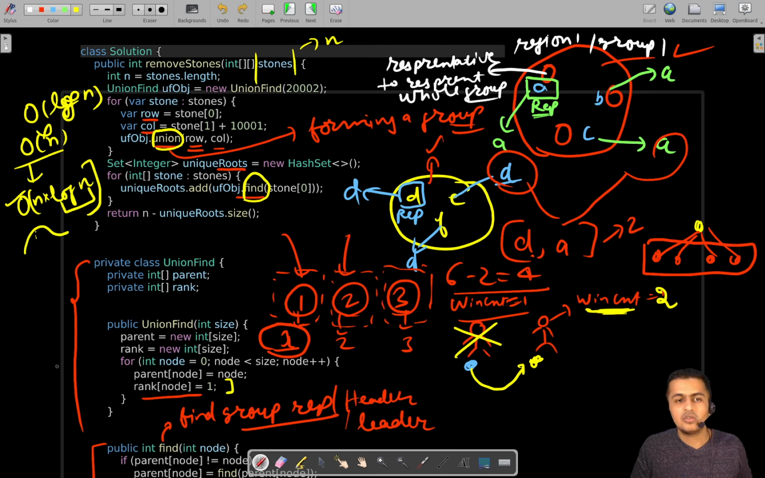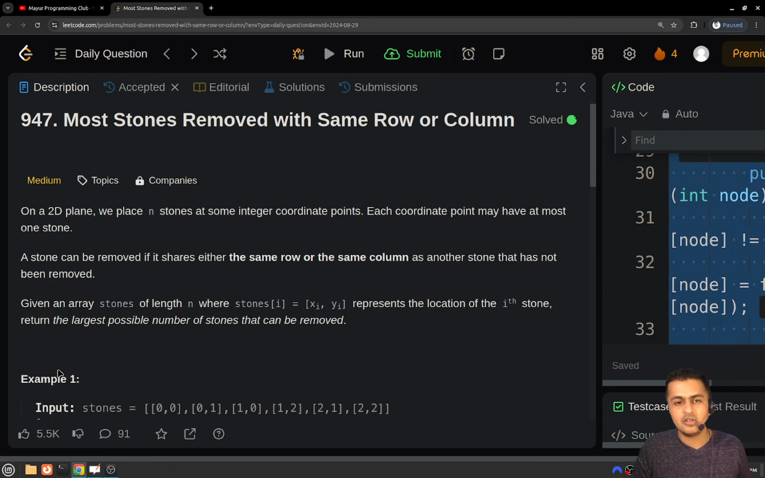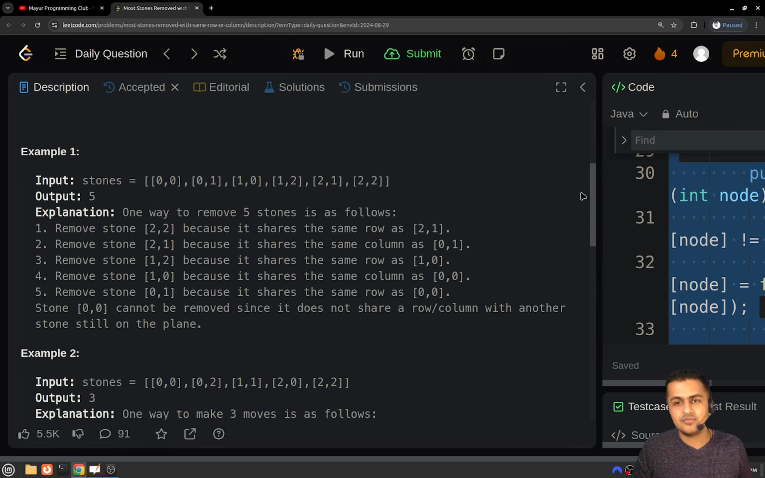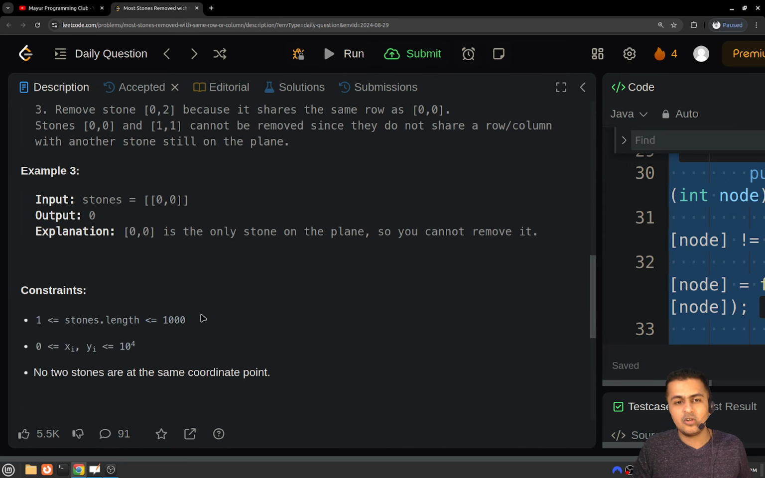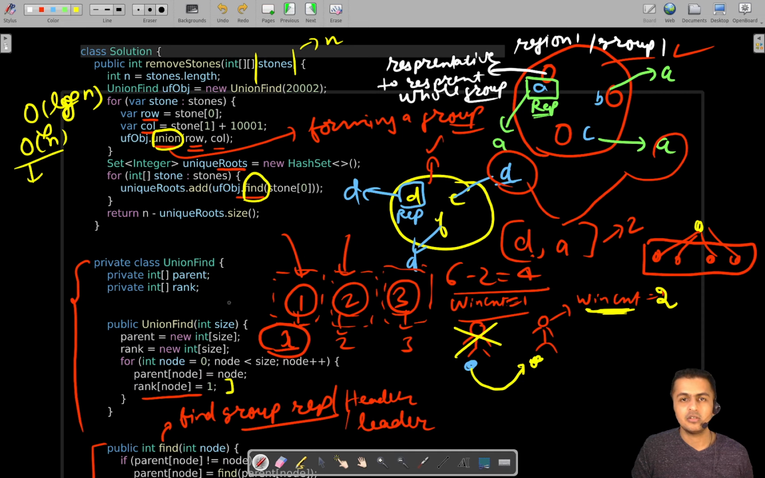Even with this time complexity and the constraints that you are given, the constraints were that the number of stones will be of order 1000. So our solution will anyway get accepted. Even if it was n squared, it would have been accepted because it's 10 raised to power 3 only. So this is the time complexity.